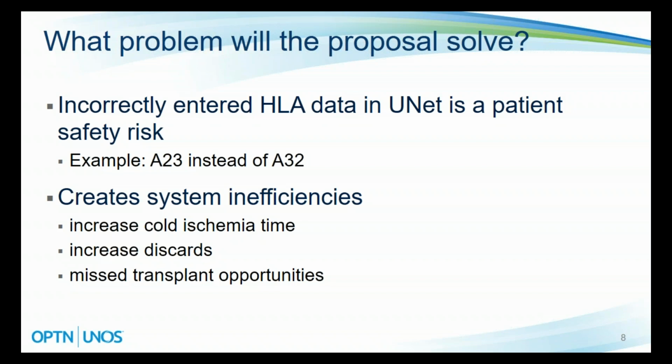But another inefficiency or problem with the HLA entry data is missed transplant opportunities, and this can go either way. If patients have unacceptable antigens that are entered but are not screened off, then we could import offers for these patients. But conversely, if patients have no unacceptable antigens to that donor for the correct typing but are screened off because the typing is incorrectly entered, then these patients have a missed opportunity. And for some of our very highly sensitized patients, this could be a tremendous disadvantage. So next slide, please.